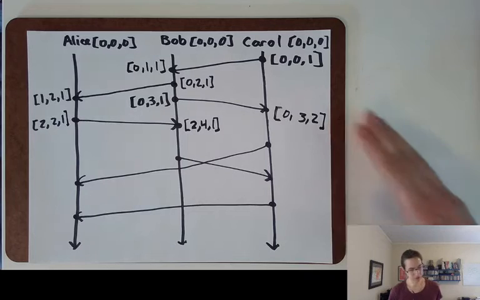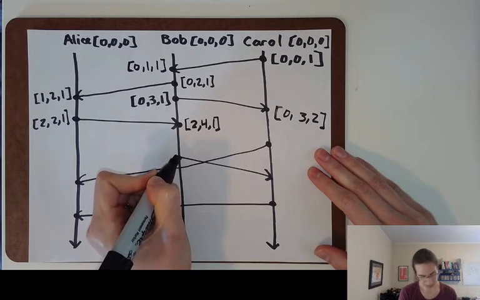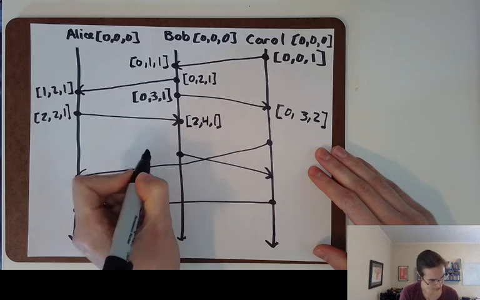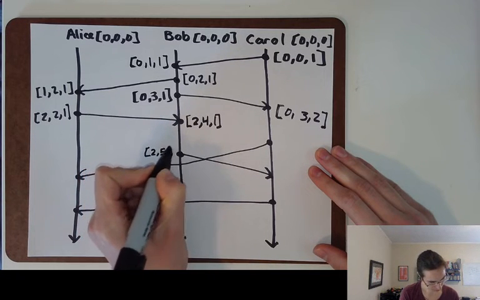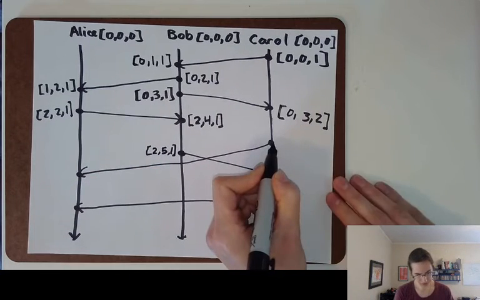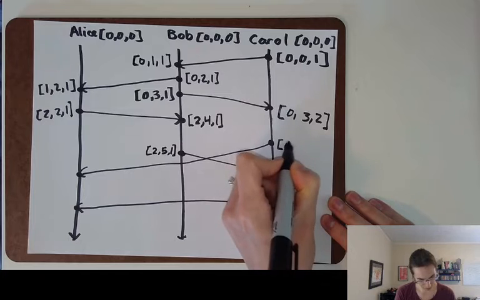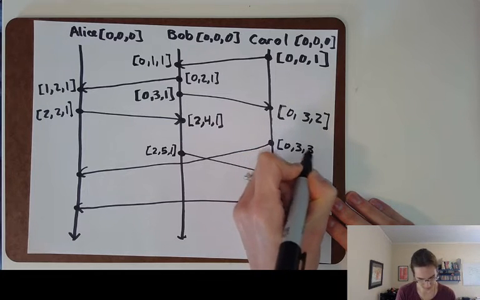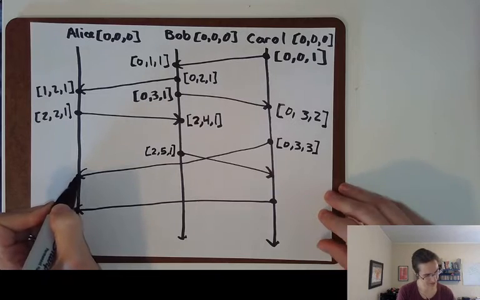Let's just keep filling these out here. So this one down here is a send from Bob. Bob increments his own position there. So that one will be 2, 5, 1. Here's a send from Carol. Because it's Carol sending the message, she's going to increment her own position. So it's 0, 3, 3. That gets sent over here to Alice.